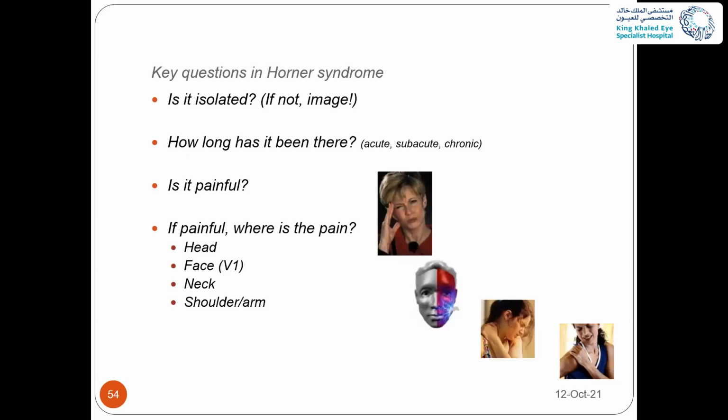The important question here, of course, from the picture, you think you are smart, you think of Horner syndrome. Great. But what is the next? What question do you want to ask? What is the leading question you want to know? You want to know, is this isolated, if not imaged before? Does he have any other disease? How long has it been? Is it acute, subacute, chronic?